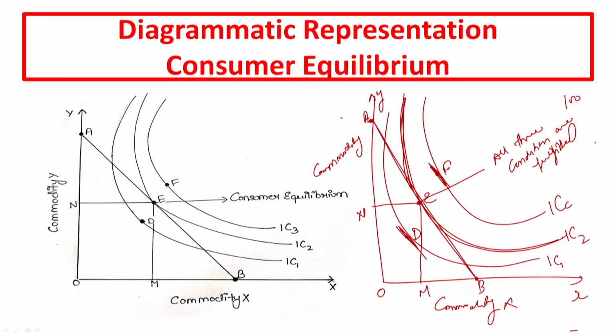So the consumer will be in equilibrium only at point E, where all the three conditions are met: convex to the origin, price line is tangent to the IC curve, and the slope of price line is equal to the slope of indifference curve. It is a point of no change, no loss, and the consumer is getting the maximum satisfaction. So this is the explanation for the diagram.